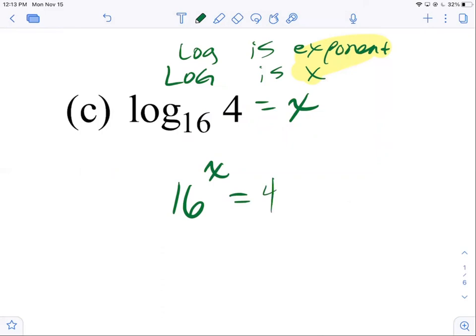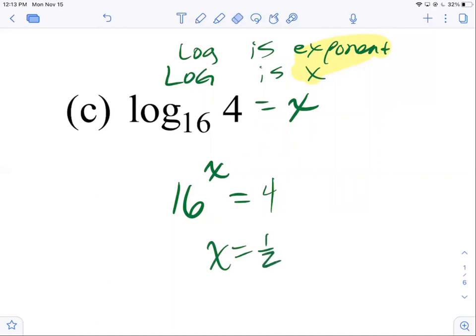Okay, now I got to make it smaller, right? 16 to the first is 16. That's too big. So it's got to be smaller than 1. What could it be? 1/2? Yeah. So at this point, you're like, oh, I know that 16 to the 1/2, right? How would you do it? Would you just go X equals 1/2? You could do that without showing any work.